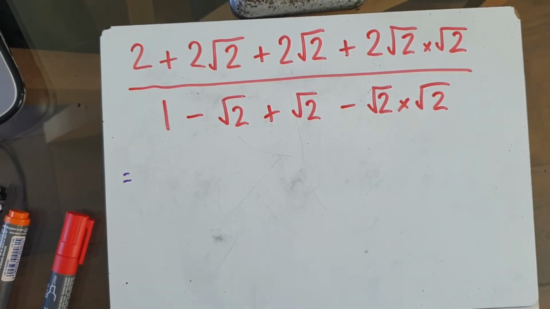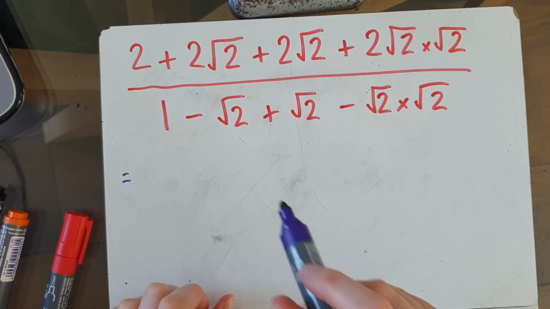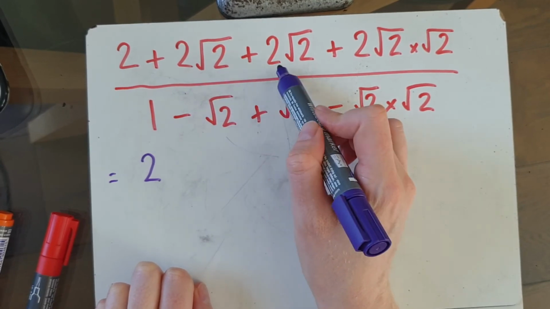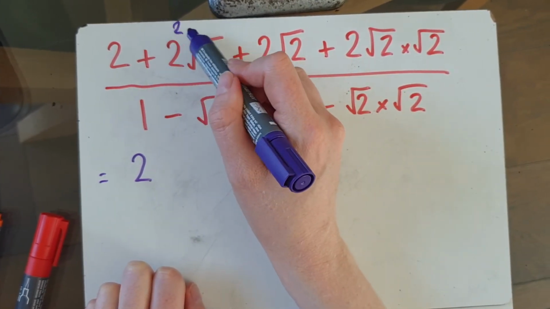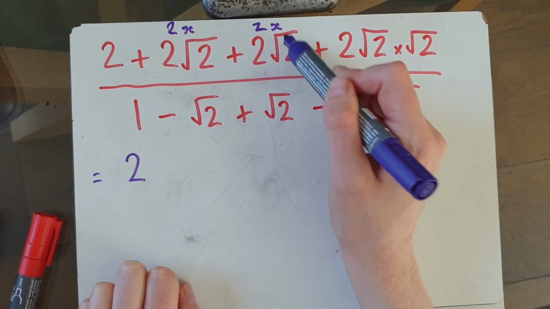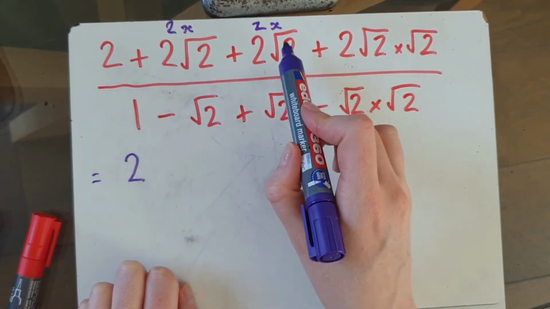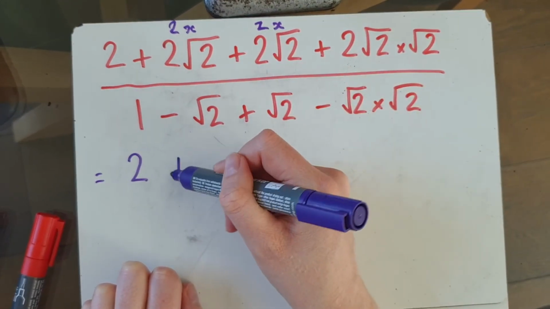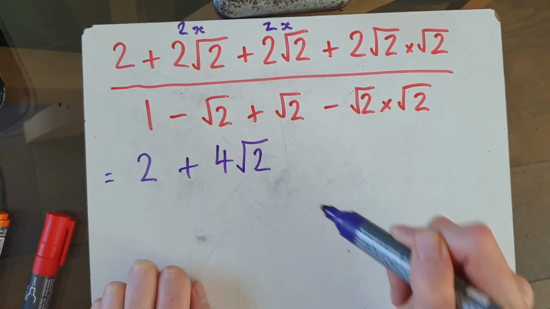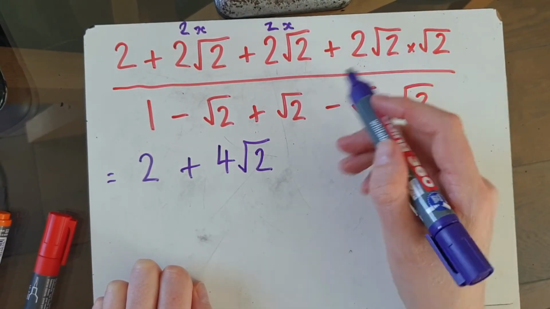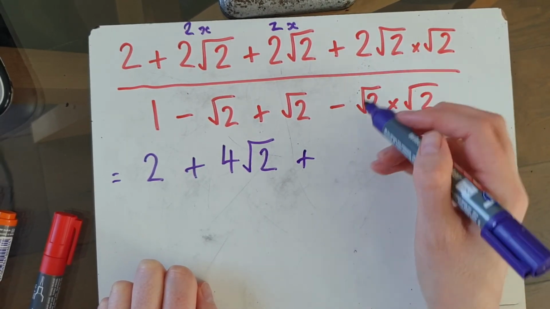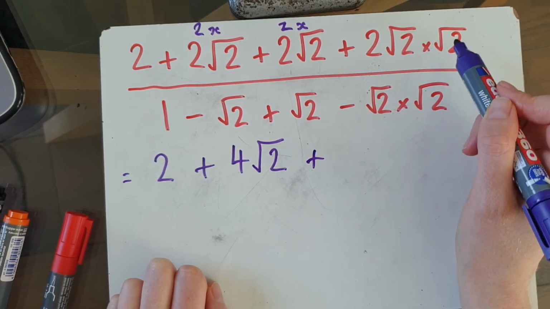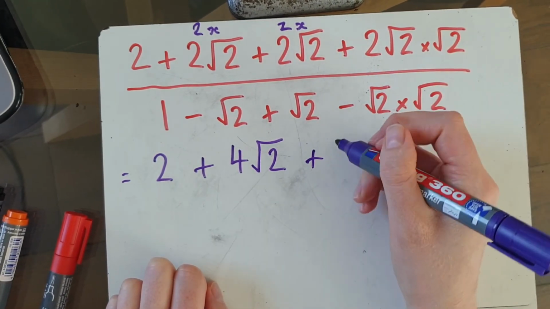Then I want to simplify the numerator and I want to simplify the denominator. So I've got 2 root 2 plus another 2 root 2. This is the same as if I had 2x plus 2x, where x is root 2. If I added them together, I'd have 4 lots of x. So here I've got 2 lots of root 2 and another 2 lots of root 2, so altogether I've got 4 root 2. This bit on the end, I've got 2 times root 2 times root 2. So the root 2 times the root 2 makes 2, and then multiplying that by 2 makes 4.